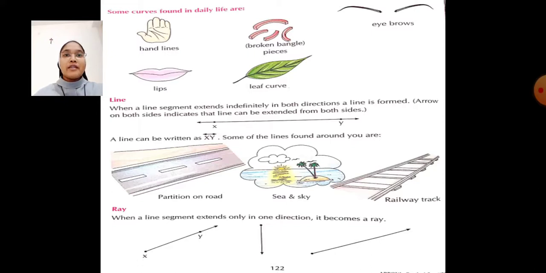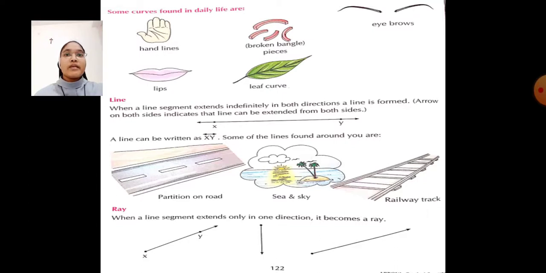Where do we find the curve line? Okay, in our hand we can see the curve line. In broken bangle pieces we can see a curve. Eyebrow, it is a curve line. Lips, there also we find a curve line. And leaf, there also we find a curve line.